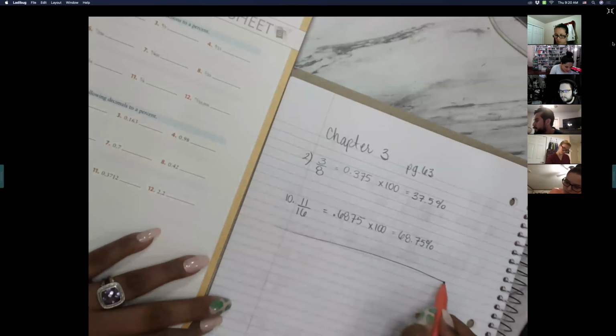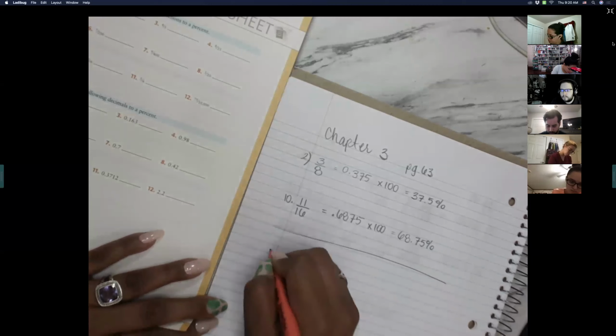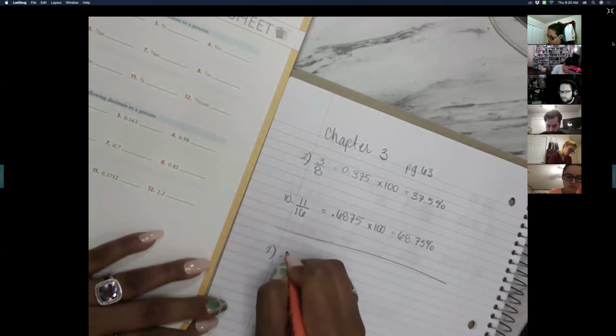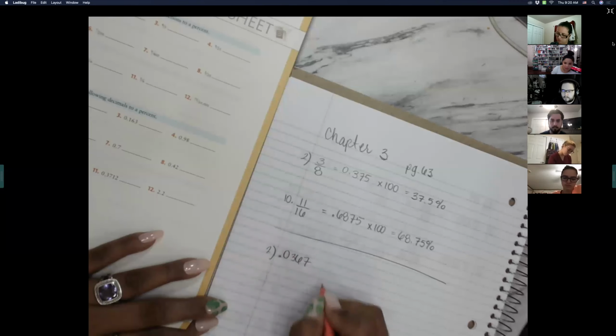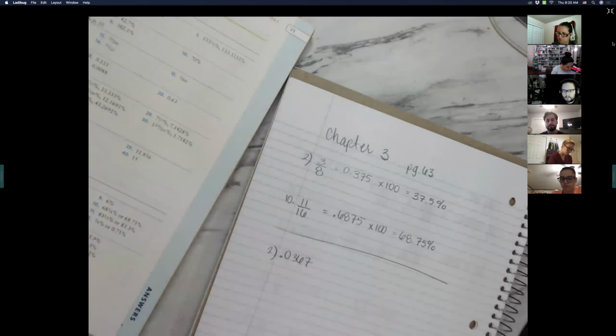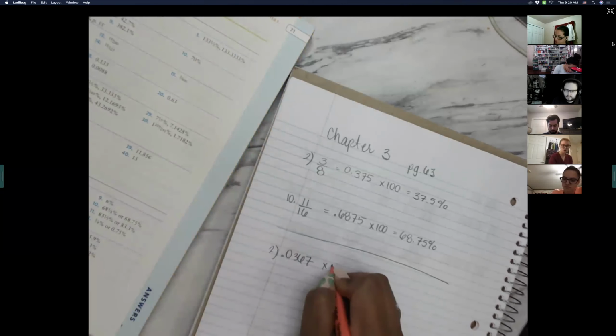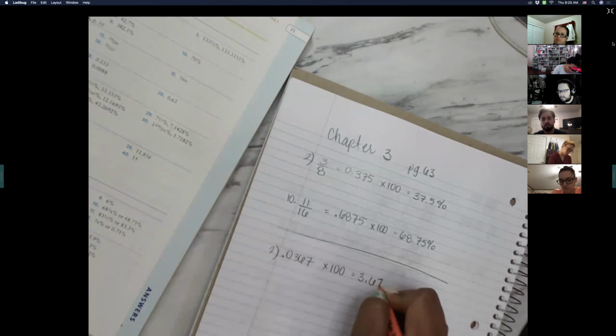The next section is even easier, okay? So now they're asking us, we'll do number 2. Take this decimal 0.367 and make it into a percent. 36.7%. Exactly. So all we do is multiply by 100 and we get 36.7%.